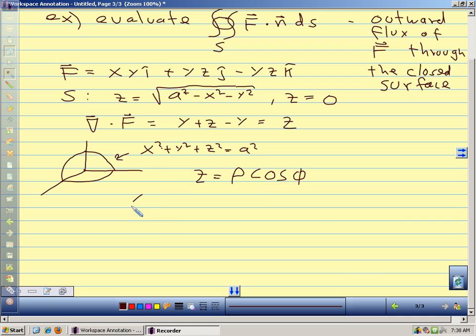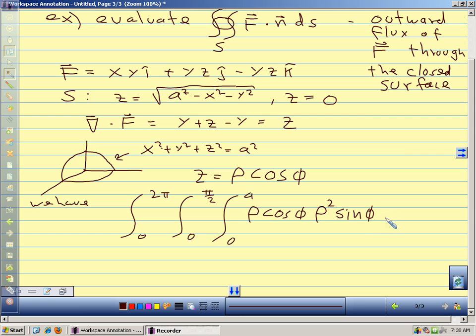So we're going to integrate from theta equals 0 to 2 pi. We're going to integrate from phi equals 0, because we only have the upper half here, to pi halves. Rho equals 0 to a. And we have rho cosine phi times rho squared sine phi, our dV in spherical coordinates, d rho d phi d theta.